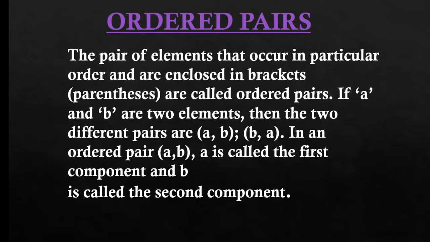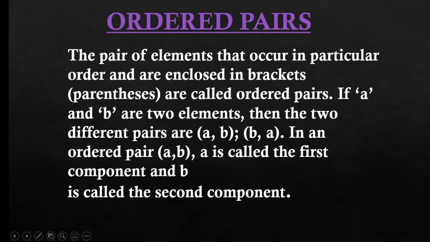Whenever we have two sets, for example, a set A which has an element 3 and a set B which has an element 4, if we write 3 and 4 in round brackets or parentheses, that would be called an ordered pair. That ordered pair makes up the Cartesian product.